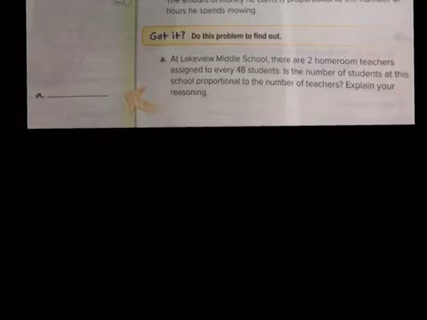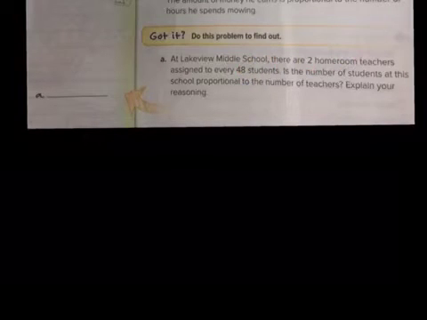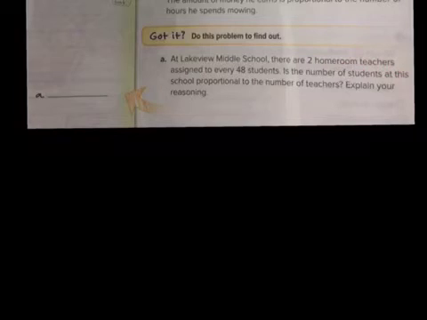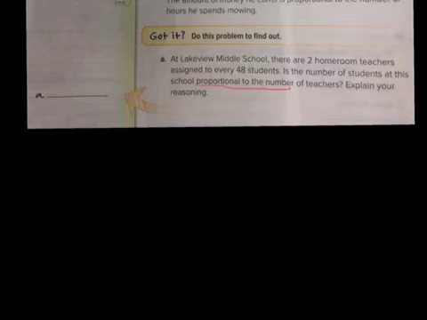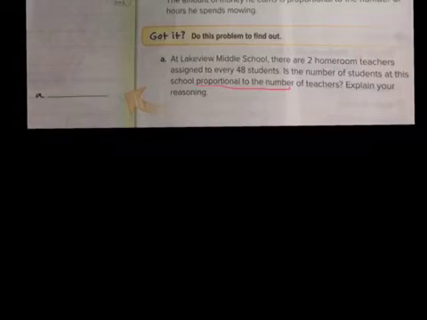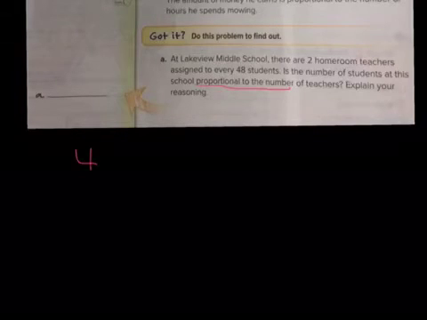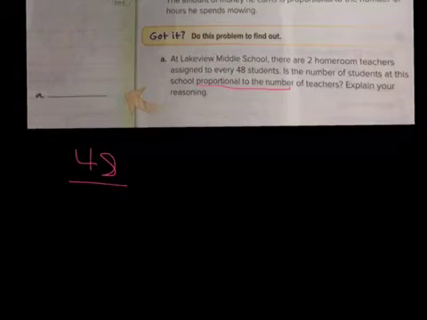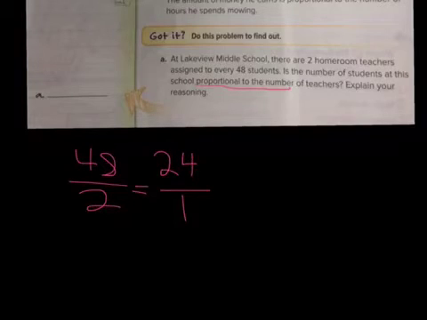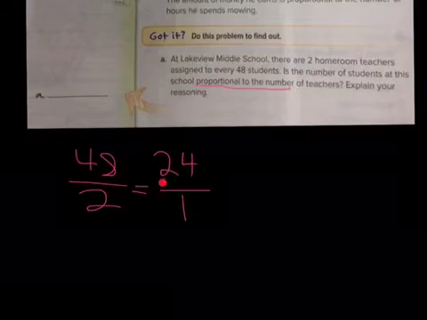Explain your reasoning. Well, boys and girls, if I were to break 48 into 2, because that way we take all the students and we divide it into the 2 teachers, would I get a proportional number? Proportional, meaning would it be equal? Well, let's see. If I have 48 students for every 2 teachers, when I bring it down to 1 teacher, it's going to give me 24, because 24 plus 24 is 48. So it is proportional. It means each teacher has the exact same number of students.